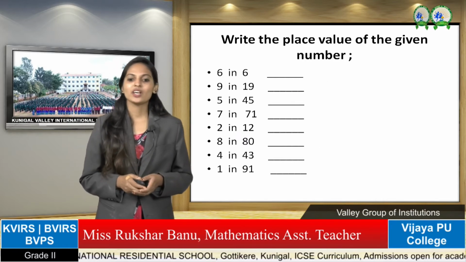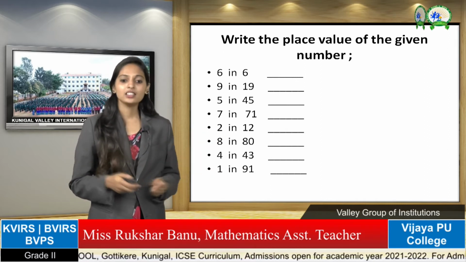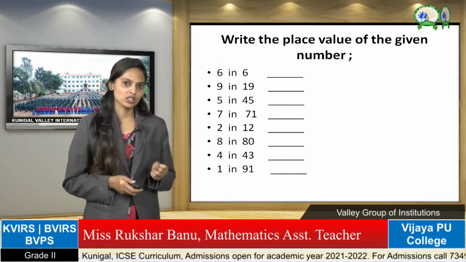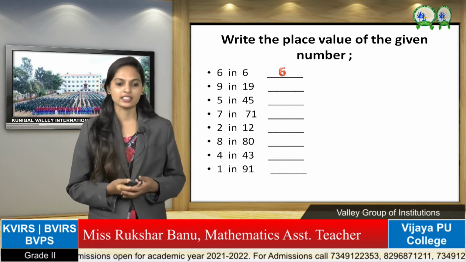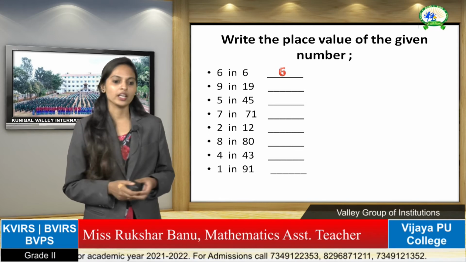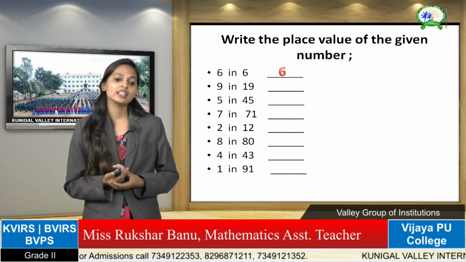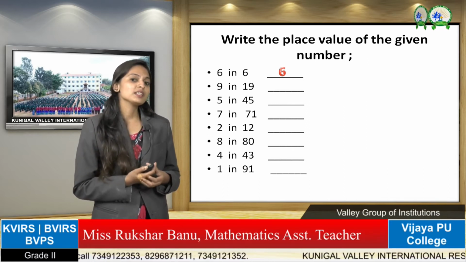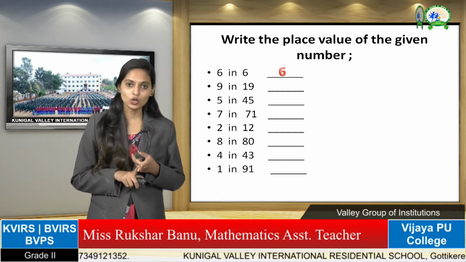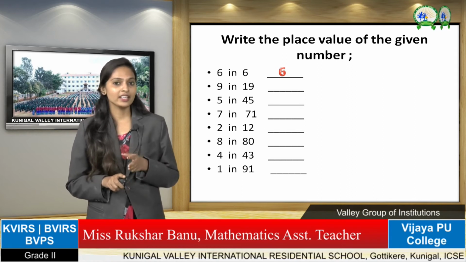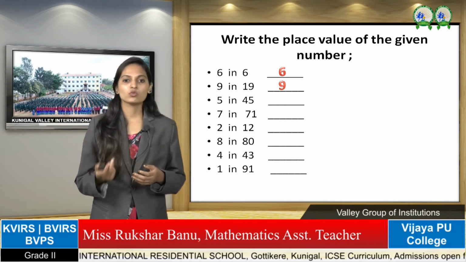Next one is write the place value of the given number. You know place value and face value. So here only you have to write the place value, means 6 in 6. What will be there? Yes, there is only a single digit, so the number will be the same, means 6 is the place value. Okay. Next, 9 in 19. So here 19 is there. So 19 means 9 is at 1's place, 1 is at 10's place. So place value of 9 is, where is 9 here? In the 1's place. So 9 is the answer. Okay, so 9 is the place value of 19.